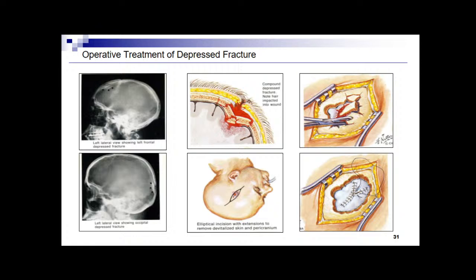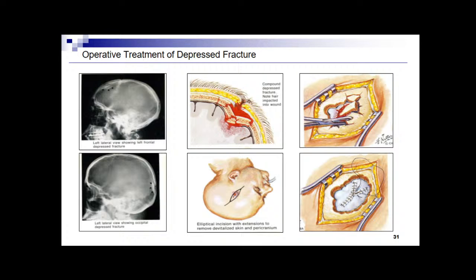In this particular place, bone fragments will produce constant pressure. Constant pressure on the brain cortex causes hypoxia, ischemia, and late necrosis of brain tissue. To avoid all the long-term compression in the post-operative period, you must operate on the patient.